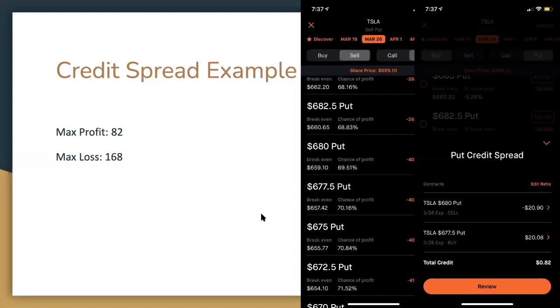But same way to calculate your max loss. This is a 2.5, 2.5 wide, so 250 minus 82, that's your max loss. And as you get wider, your max loss gets larger, your total credit gets larger, and I have examples of that as well.